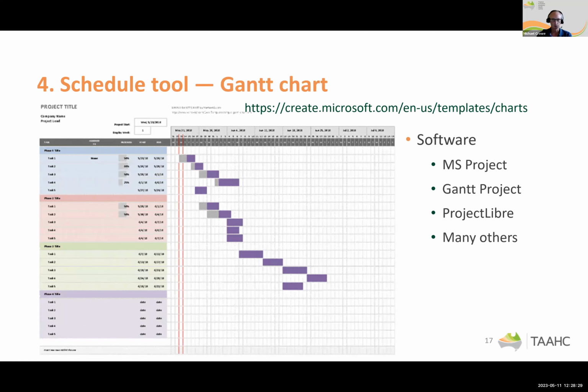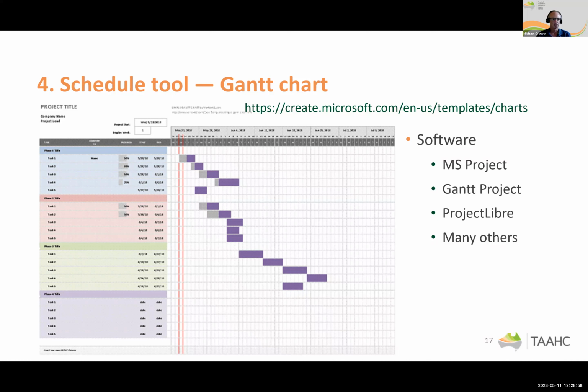A very common tool in project management is a Gantt chart. You can get some templates of Gantt charts from Microsoft, at create.microsoft.com, for both Excel and Word. The Excel ones would be slightly better if you can use Excel. If you have access to MS Project, you can try using that. It does far more than Gantt charts, by the way.